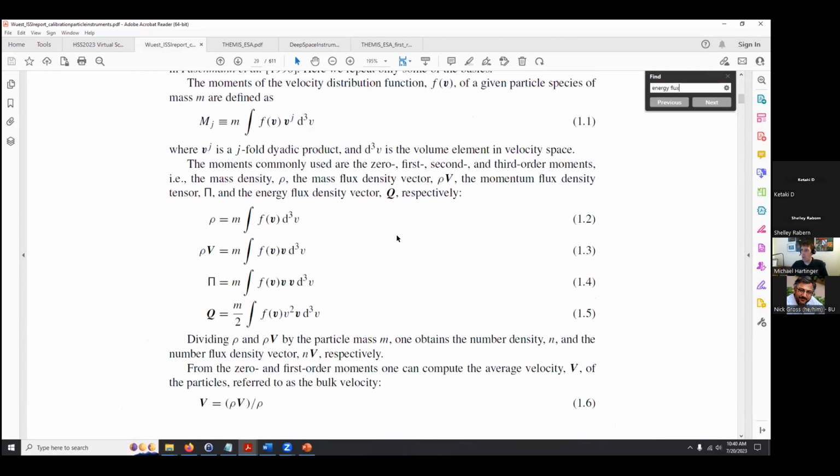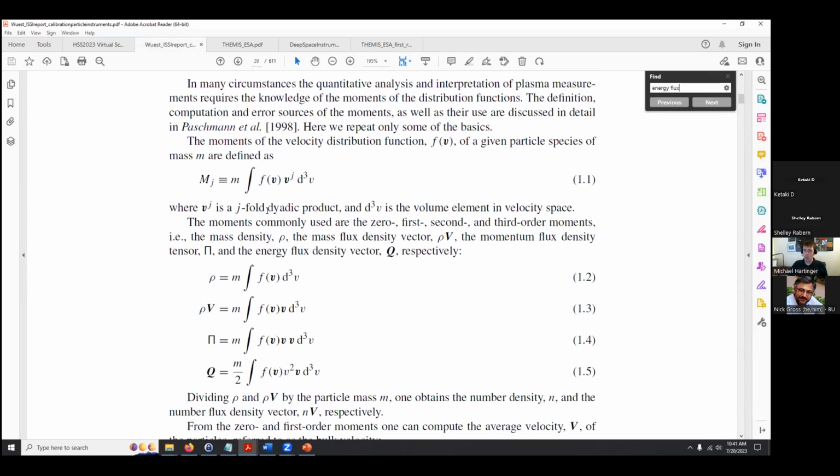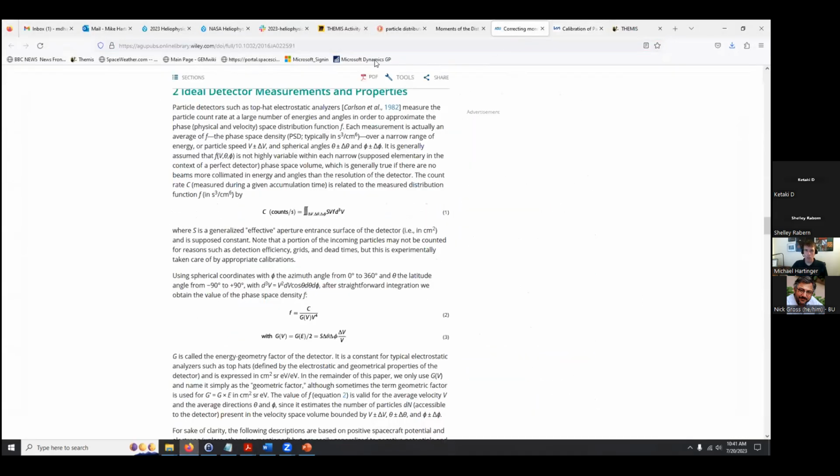But what I want to do is now jump to one other reference real quick and talk about actually how you get the moments with a real particle detector, just really quickly before we turn you loose on this. So I found this nice introduction. I'll put it in the chat. This is a paper that's freely available.